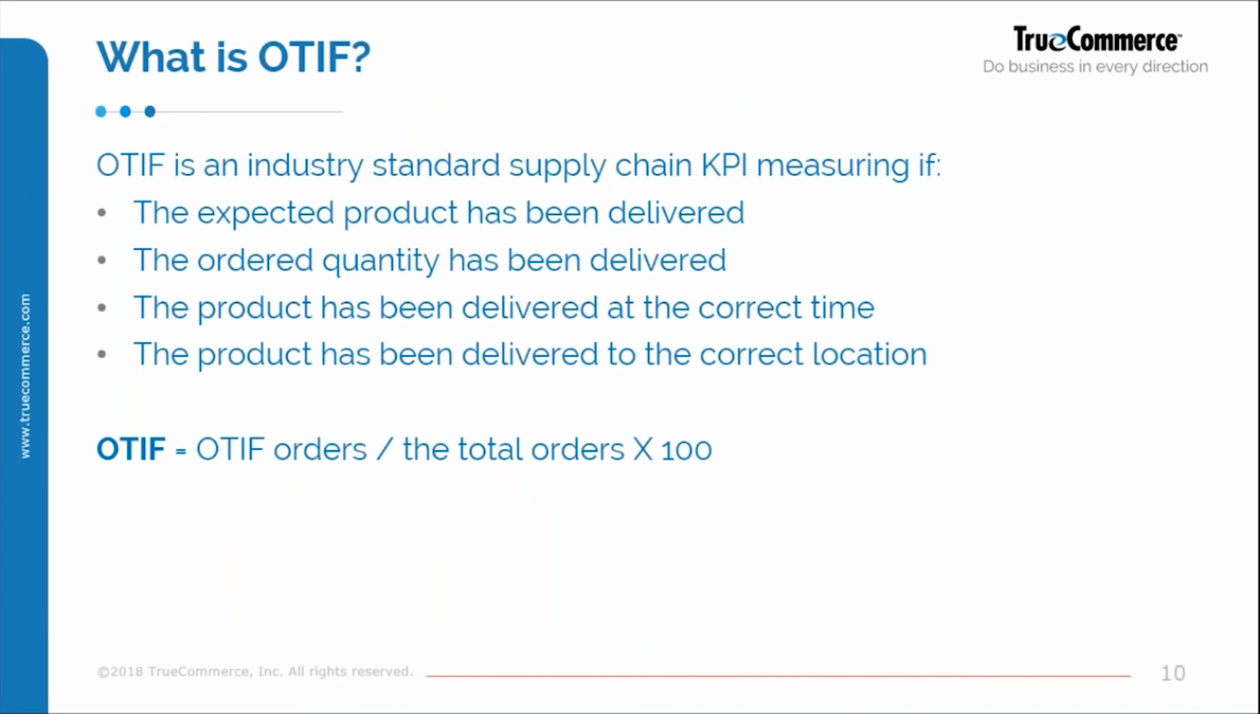We hear the term OTIF used frequently as a measure of supply chain success and hence an indication of customer satisfaction. So what does this term actually mean? Well, OTIF, or to give it its full term, on time and in full, is a measurement of fulfillment performance within the supply chain. It measures whether the supply chain was able to deliver the expected product in the quantity ordered, at the date and time expected, and to the location agreed by the customer.